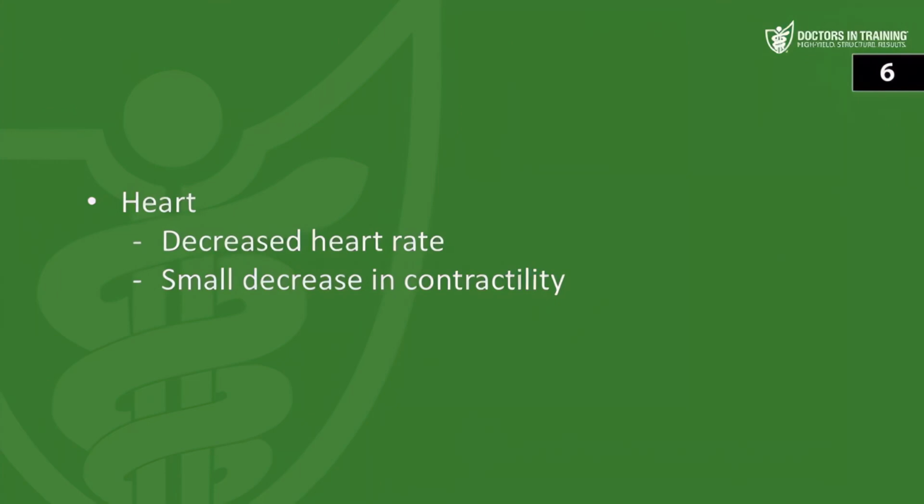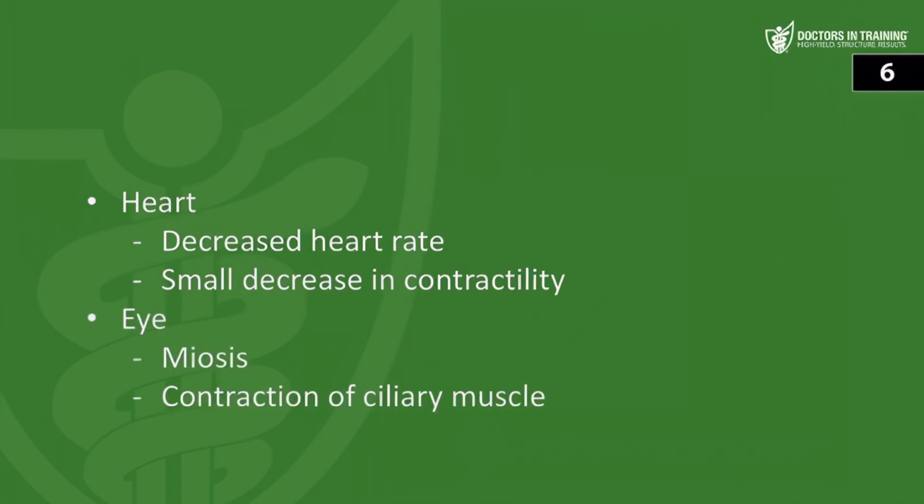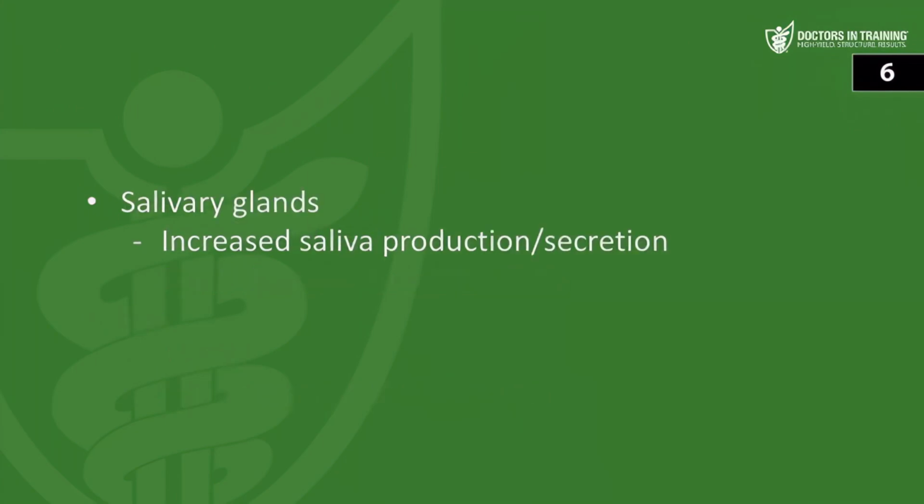First question, how does the parasympathetic nervous system affect the following body structures? So we went through this once, let's go through it again. The heart, you're going to get decreased heart rate, maybe a small decrease in contractility. In the eye, you're going to see miosis, you're going to see contraction of the ciliary muscle. In the salivary gland, you're going to get increased saliva production and secretion.